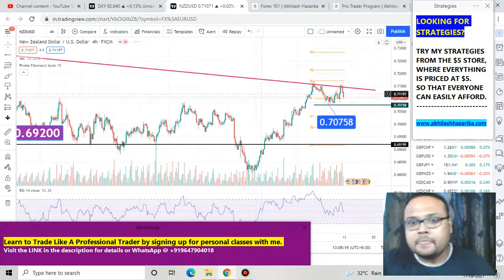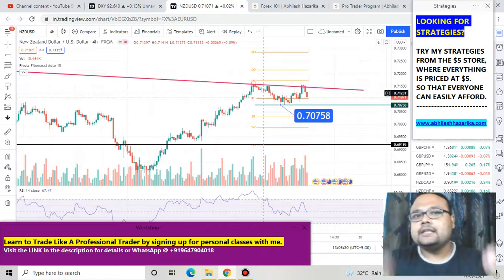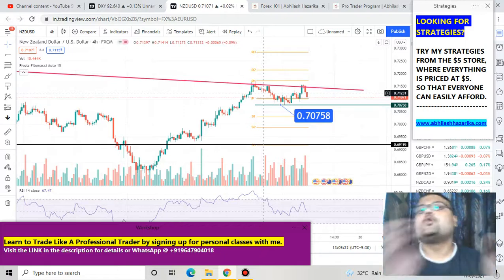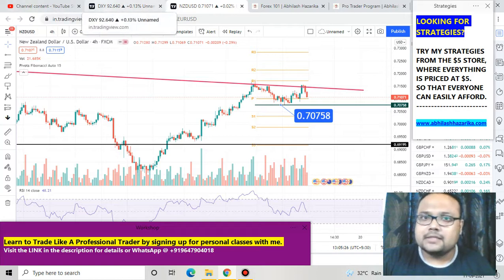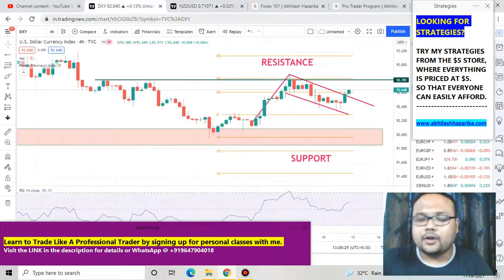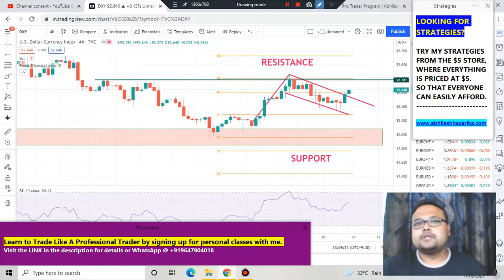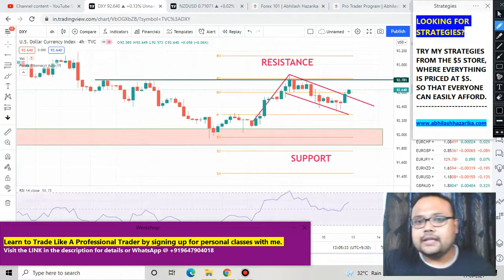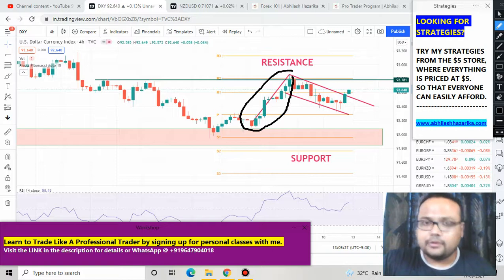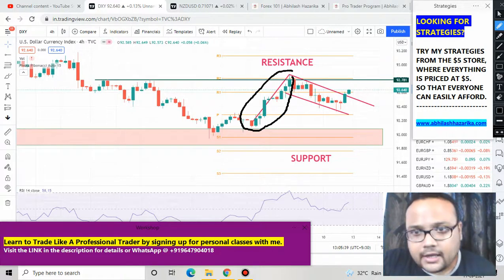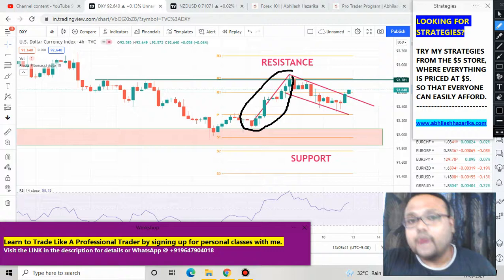And as we all know, the NZD USD chart has a correlation with the chart of the US dollar. Whenever the dollar goes up, NZD USD goes down, and when the dollar goes down, NZD USD goes up. Right now you can see that after this huge uptrend on the US dollar, the dollar consolidated, and right now it is trying to go up again.